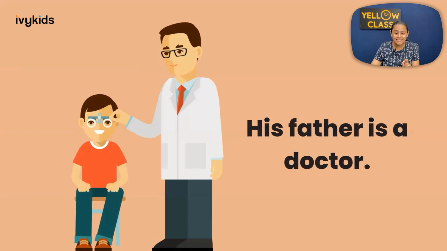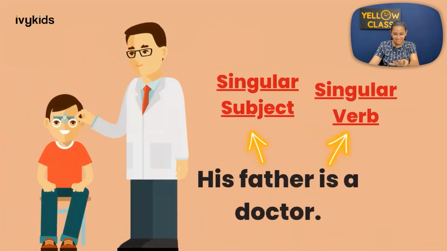Now, let us see. So, let's look at the sentence carefully, everybody. "His father" is again a singular subject. Why? Because I'm talking about a single person right now. Similarly, I have already told you about "is". "Is" is a singular verb, and a singular subject is followed with a singular verb, as you can see in the example, his father is a doctor. Moving on to the next sentence, let's see what we have now.